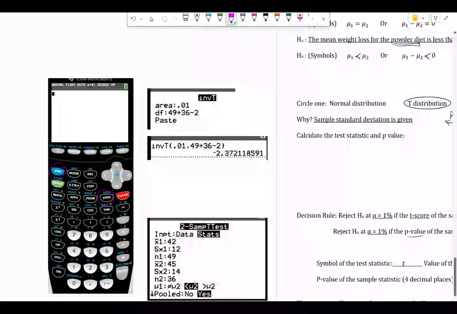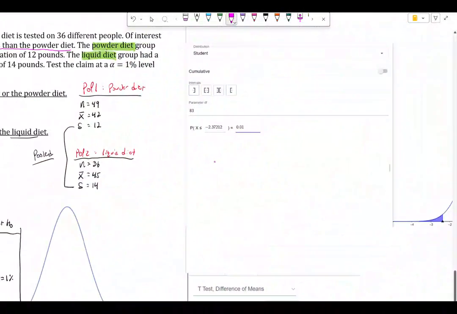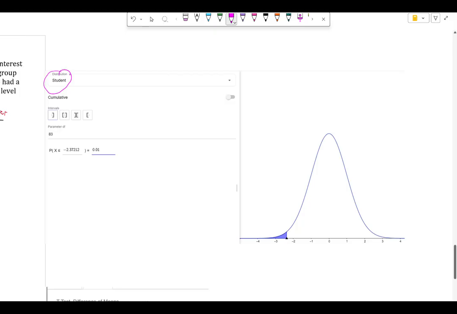Second, vars, pull up the distribution window, select inverse t. Our area will be 0.01. And then we would just find the degrees of freedom, which is n1 plus n2 minus 2. And that'll give us a t-score of negative 2.37. Again, in GeoGebra, we would choose the Student's distribution, choose it to be less than, type in the area of the rejection region, 0.01, and this will be our t-critical with the degrees of freedom of 83. Again, 49 plus 36 minus 2.